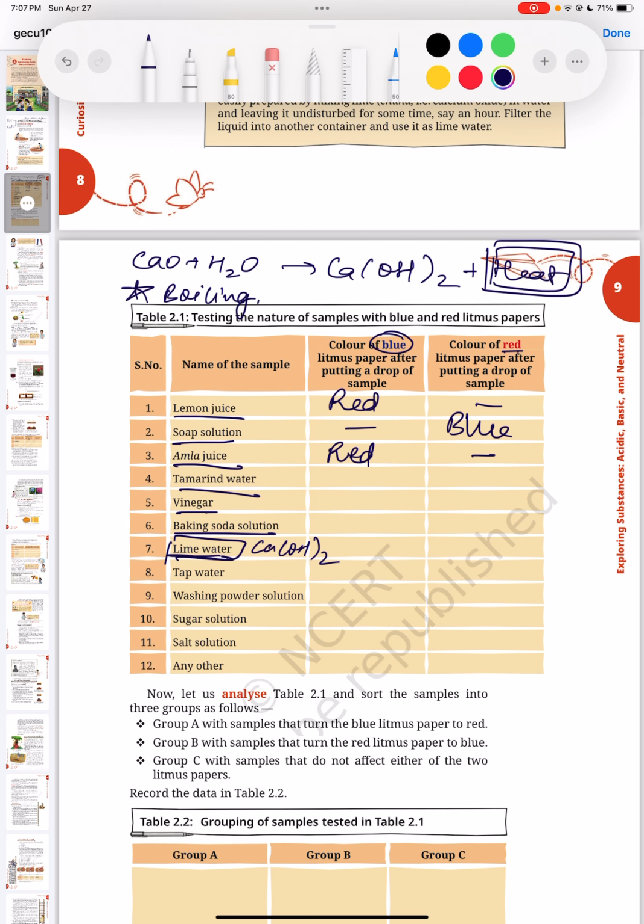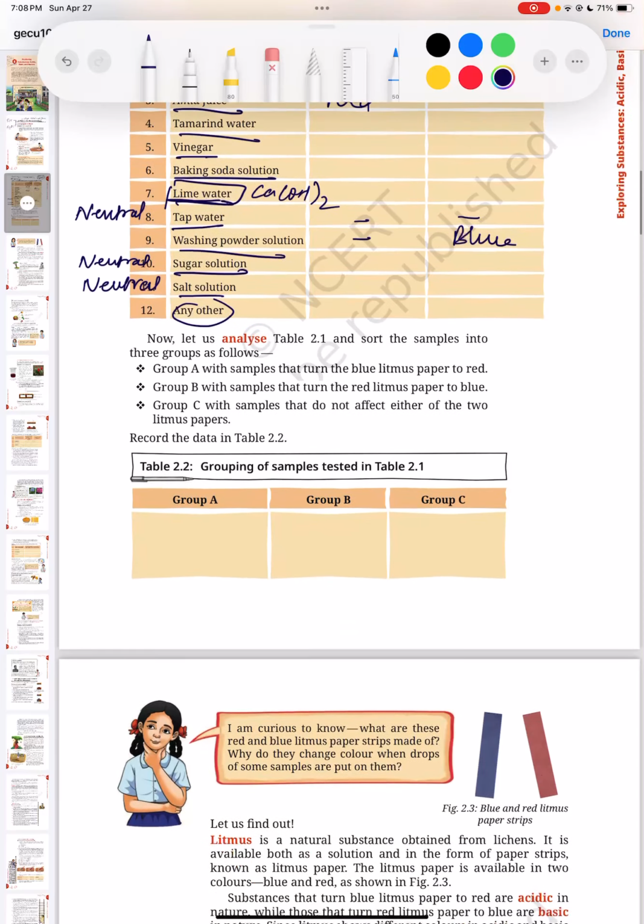Tap water. Now, tap water is interesting because it's neither acidic nor basic. It's considered a neutral substance, and a neutral substance will have no effect on either of the litmus papers. What about washing powder solution? Washing powder solution is also quite basic in nature, and it will do the same as what soap solution did: it will turn red litmus paper to blue, while nothing would happen to blue. Sugar solution is neutral. It's neither basic nor acidic. Salt solution is the same, neither acidic nor basic. And here we can put any other sample and test it.